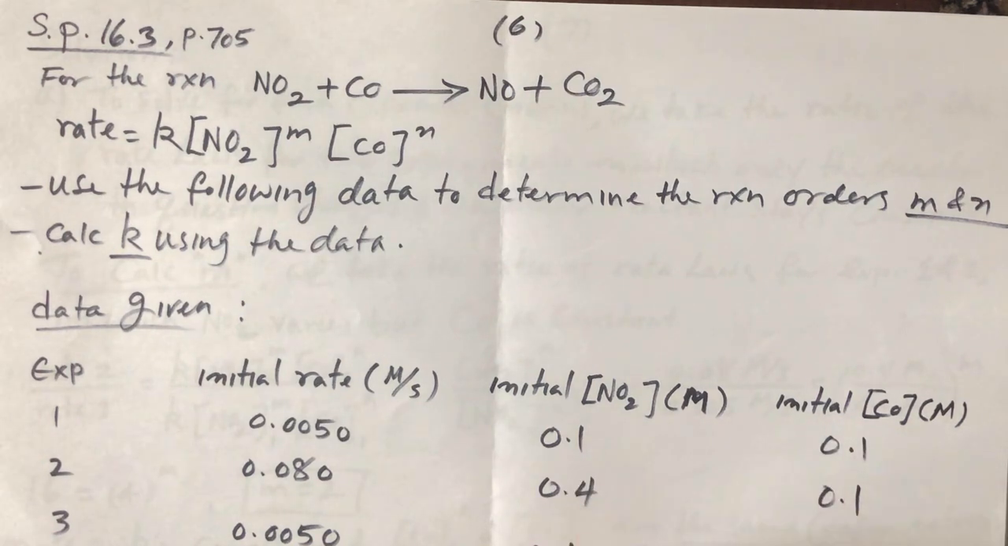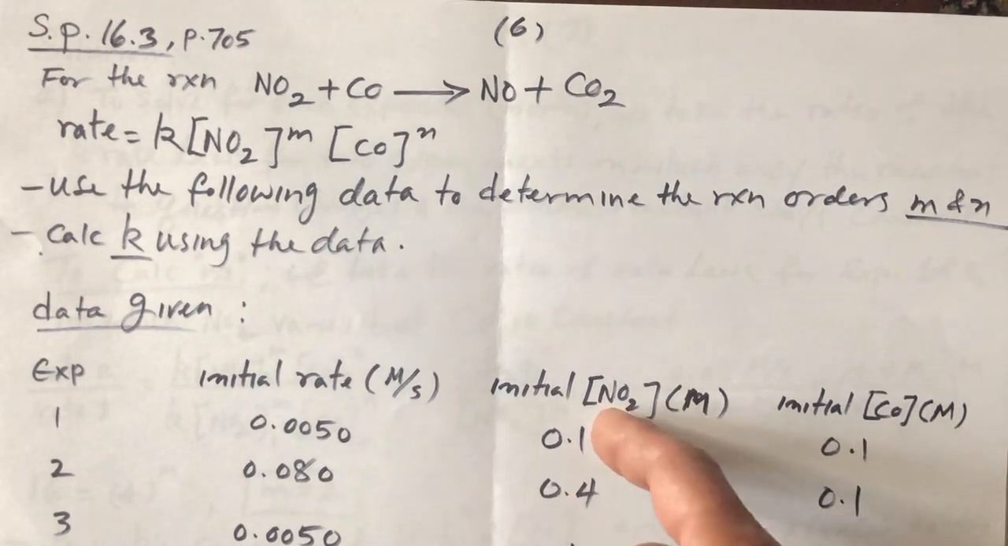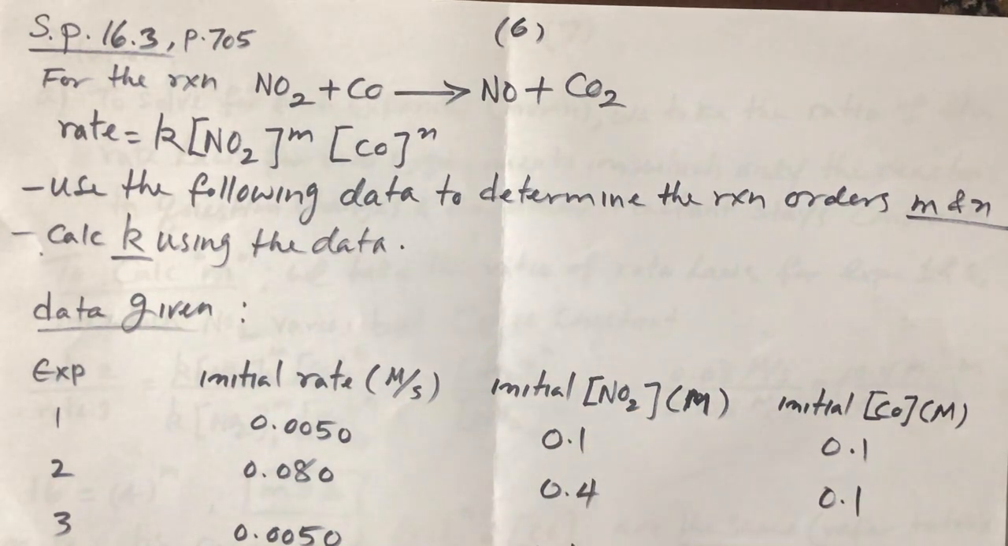Now, what's important to realize when you look at this table is that going, for example, from experiment 1 to experiment 2, one of the components' concentration is held constant and the other one is changing. So the concentration of CO, for example, going from 1 to 2 is held constant, is fixed, and NO2 is changing. If you look at 1 and 3, for example, you can see NO2 is held constant and CO is changing.